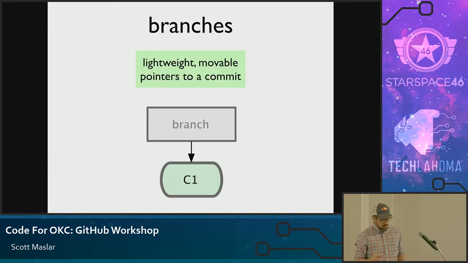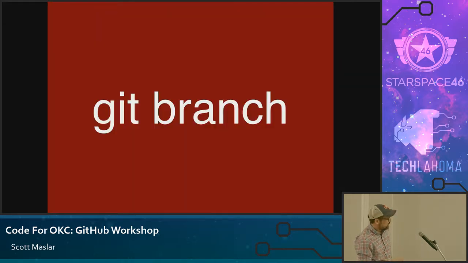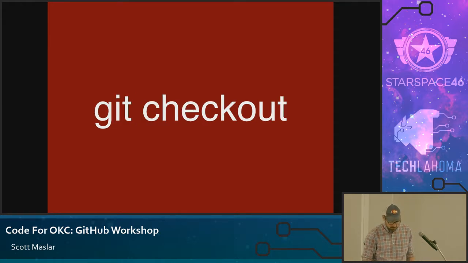Branches are lightweight, movable pointers to a specific commit, right? So we have all these commits, and you'll usually see them whenever somebody's talking about Git. You'll see C0, C1, C2. That's really just referencing different commits. All right, so how do we branch? git branch is the command that we use to do that. git checkout is the command that we use to move to that branch.